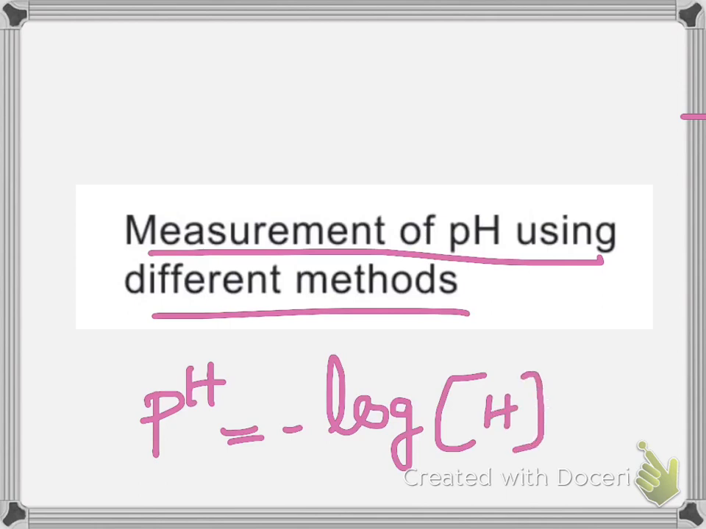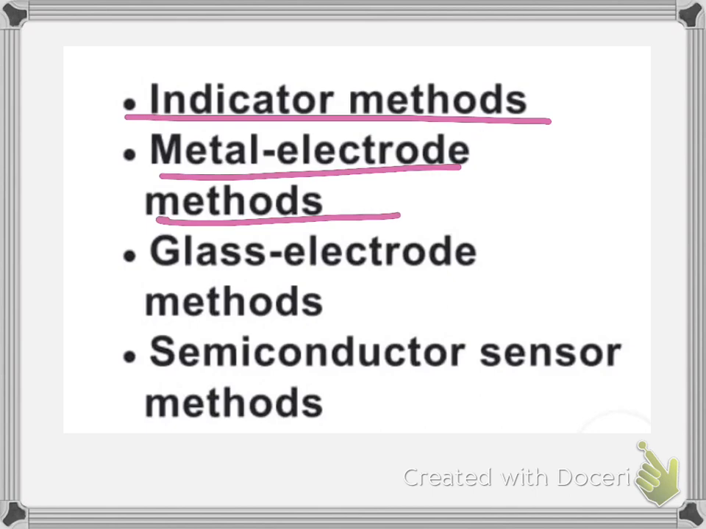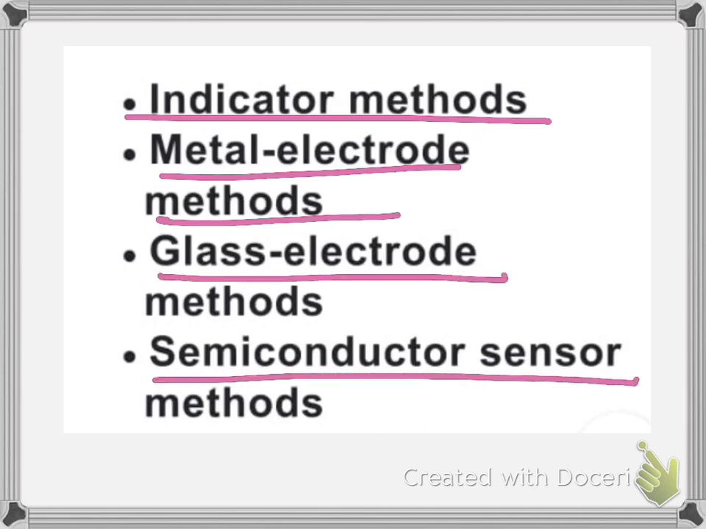So, in order to find out the pH of a solution, we can use different methods. They are indicator methods, metal-electrode methods, glass-electrode methods, and semiconductor sensor methods. These are the methods used to detect the pH of a solution.